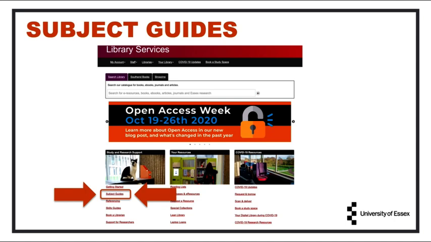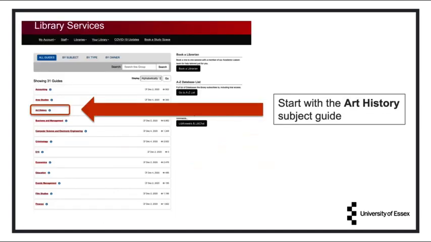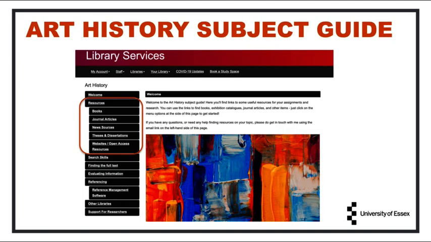If you want to see which individual e-resources are available for your subject, the subject guides on the library website are the best place to start. You can find a link to them on the library homepage underneath the photo of Campus Cat. You can then choose Art History from the alphabetical list of subjects. And that will take you to the Art History subject guide.